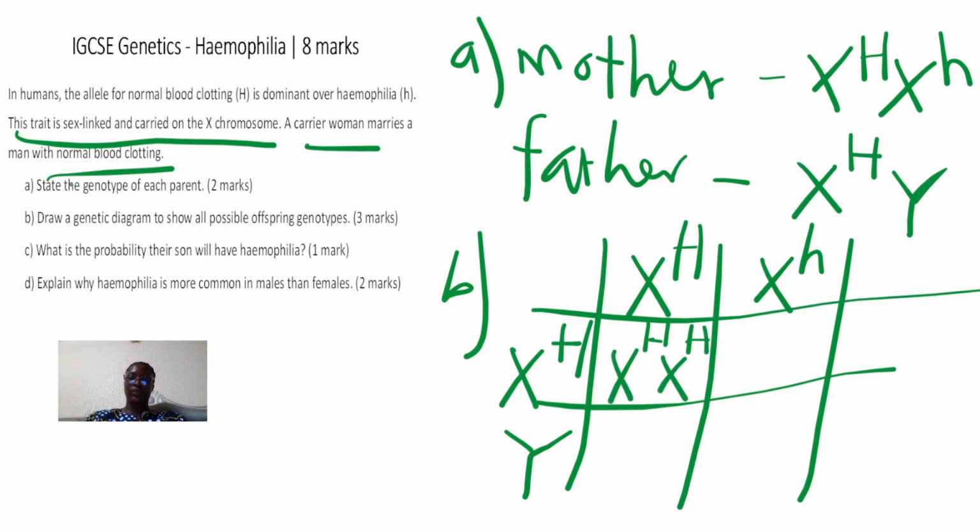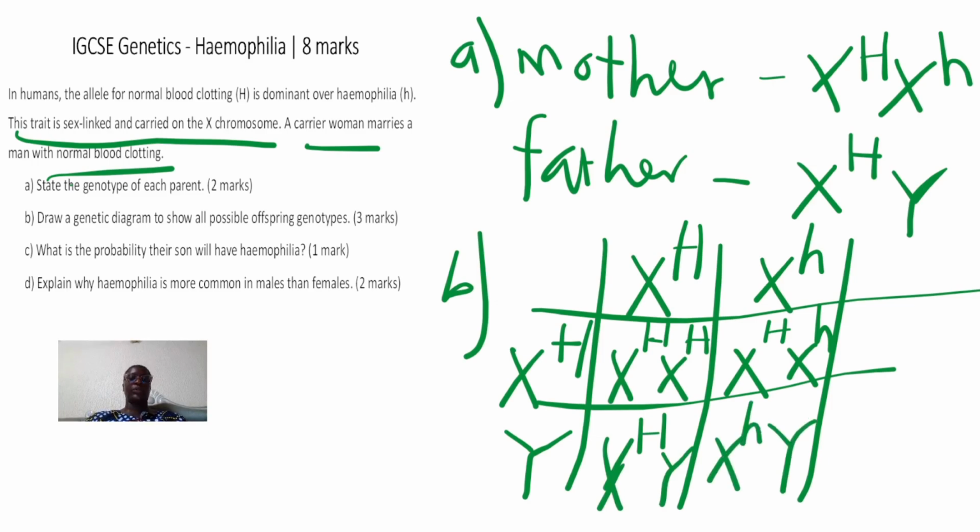the second has 1 normal allele and 1 hemophilia allele. The third has 1 normal allele and a Y chromosome. The fourth has 1 hemophilia allele and a Y chromosome. We'll continue C and D in the second half of this video.